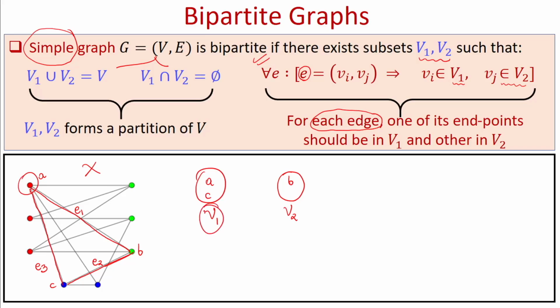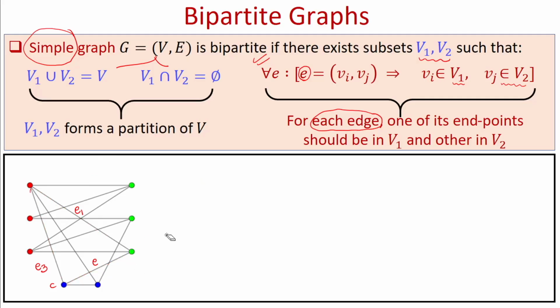So that's why, irrespective of how you try to come up with your candidate V1 and V2, you can't find a partition V1, V2 for this graph satisfying this requirement. So that's why this graph is not a bipartite graph. But if I take this graph, then this graph is a bipartite graph.